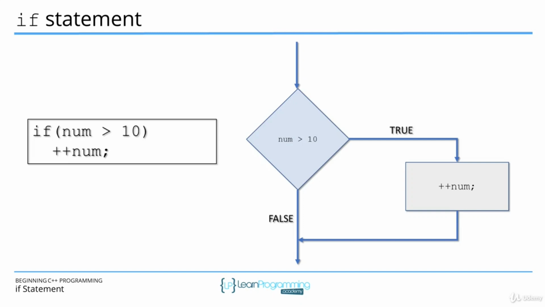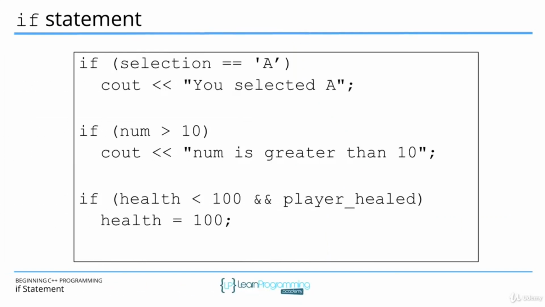Let's see some simple examples of if statements. In the first if statement, we're checking if selection is equal to the character A. If it is, then we execute the output statement. If it is false, we skip the output statement. In the second example, we're checking if num is greater than 10. If it is, we execute the output statement.